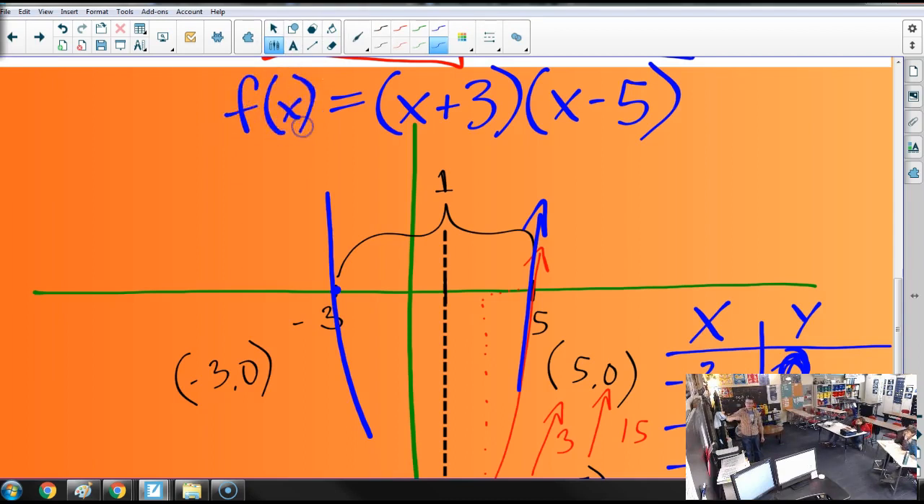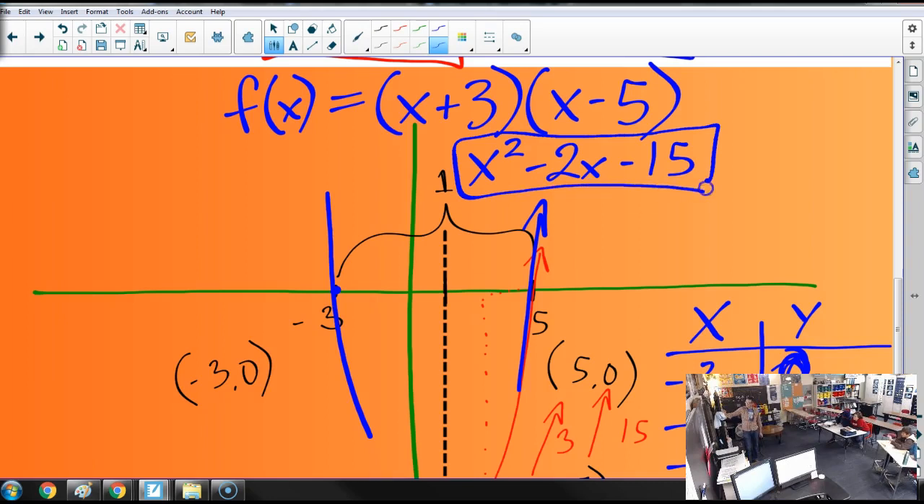But instead of saying 0, just say f of x. Can we do this? Let's see if this works. If we FOIL through this one, we don't just do the first and the last. We got to do every part of it. So x times x is x squared. Outer negative 5x. Inner positive 3x. So negative 2x. And then negative 15. So we have the x squared and the negative 15. Now hold on, let's check. Will this work?